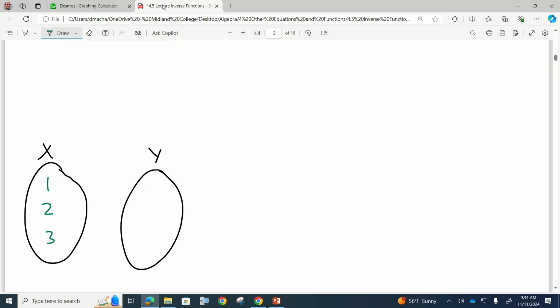So if I have a situation like this, is this a function? No, this is not a function. Why? Exactly. There's an input value, 1, that maps to 2 different output values. And so this is not a function.